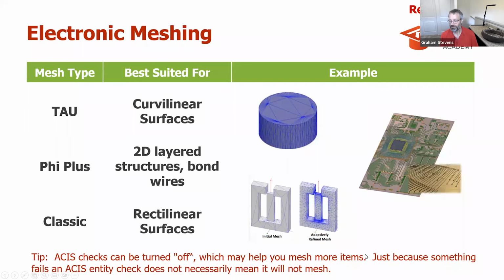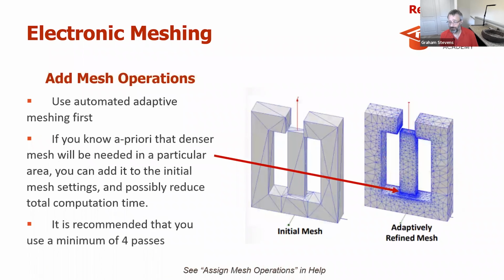So I have this one tip here in terms of your ASYS checks. You can turn those off, which may help you to mesh more items. Just because you fail an ASYS check doesn't mean it will not mesh. And then if, and only if, you feel like time is a priority and that's something you're exploring reducing, you may want to pre-mesh areas.